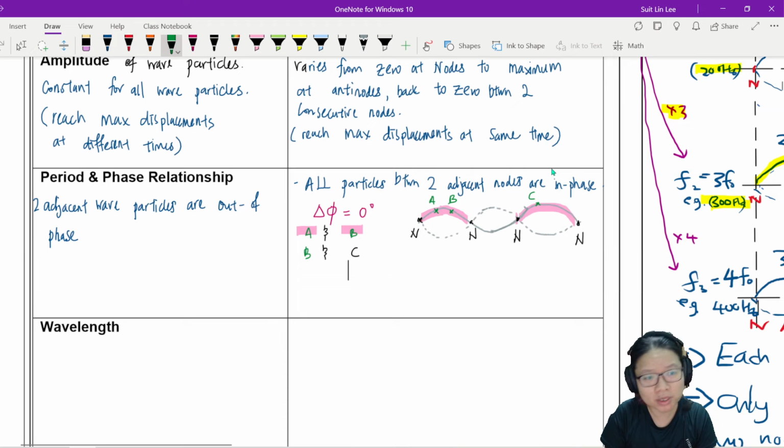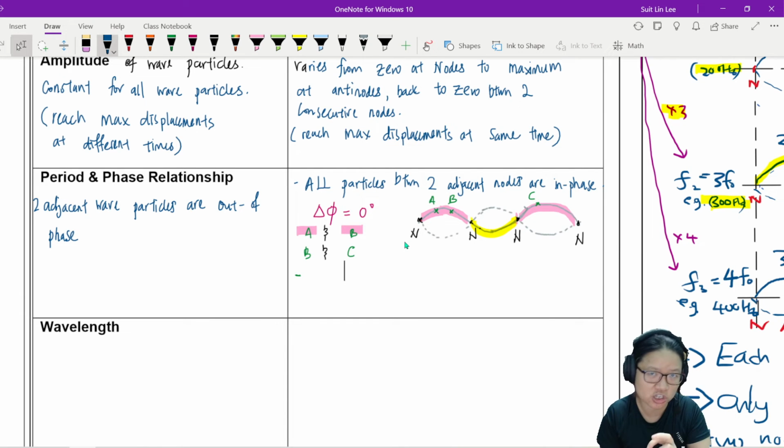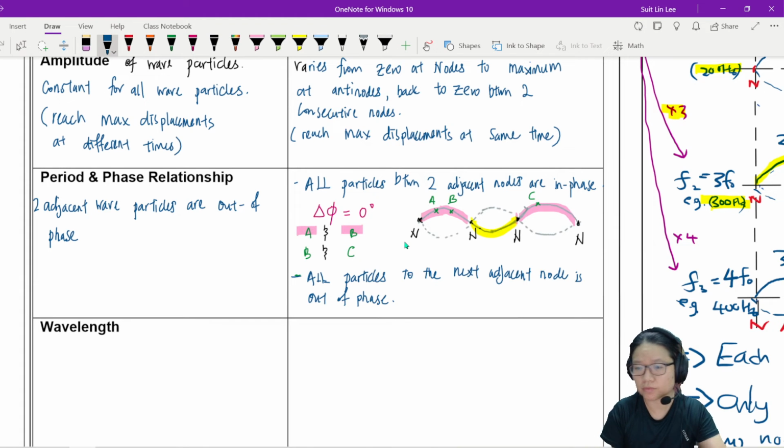All right, so what about antiphase? So if you want antiphase, then we need the particles to be along the neighbor loop, or the neighboring loop. So I highlighted the neighboring loop as yellow. Okay, and I will say that this is all particles to the next adjacent node. There are many ways to describe the points, and normally this kind of question comes in objective. So as long as you can visualize it, you need to be able to judge that statement based on the objective points. Okay, so all particles to the next adjacent node is out of phase.